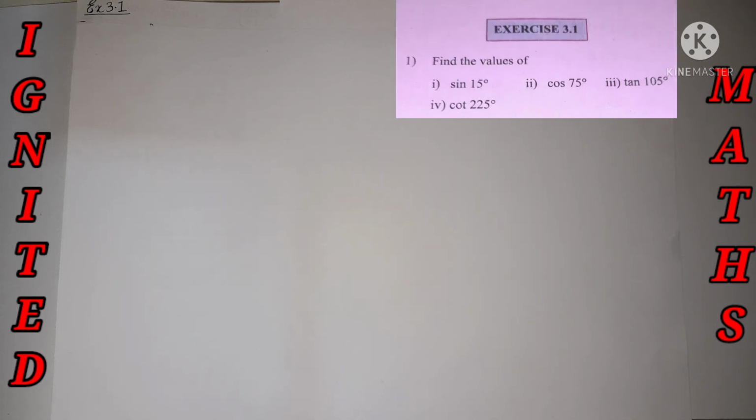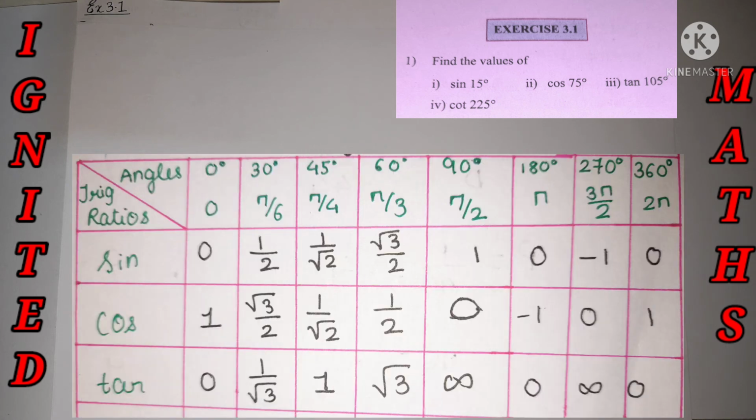Now let's take the first main question. There are four sub-questions given: sine 15 degree, cos 75 degree, tan 105 degree, and cot 225 degree. We need to find the value of each. According to the trigonometric tables, we have the values for 30 degree, 45 degree, 60 degree, 90 degree, 180 degree, 270 degree, and 360 degree.